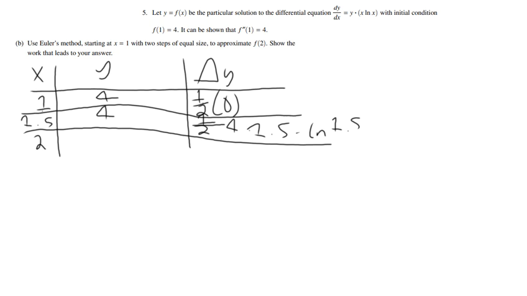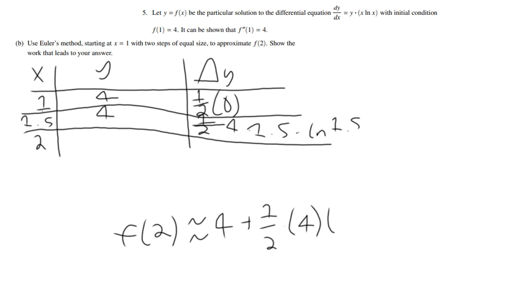Well, we can just leave it like this, because my new y for here is just going to be this plus this. So I'm going to say that f of 2 approximately equals, don't put equals because you will lose a point, we're approximating here, 4 plus this right here, which is going to be 1/2 times 4 times 1.5 times the natural log of 1.5. And this is the end of part B. And we can go on to part C.